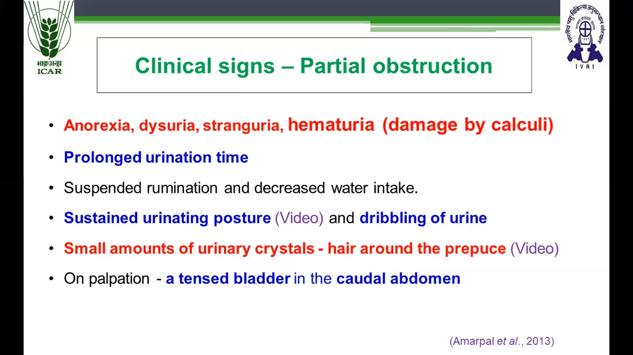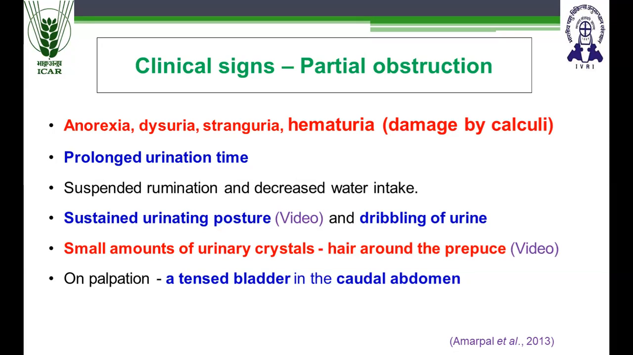Why hematuria? Because the obstructing calculi will damage the urethra or the bladder, causing hematuria. And there can be prolonged urination time. So in any disease condition, rumination will immediately be suspended. And there can be a sustained urination posture. And there can be dribbling of urine because it is a partial obstruction.